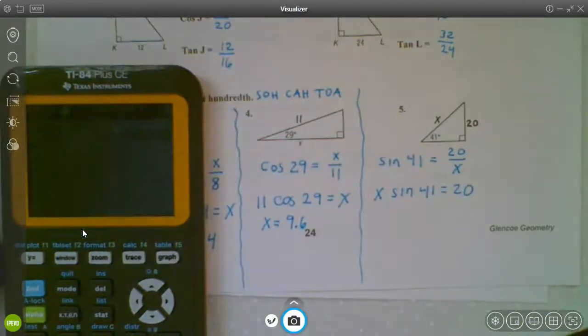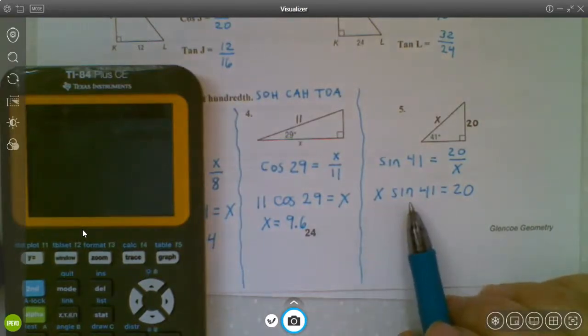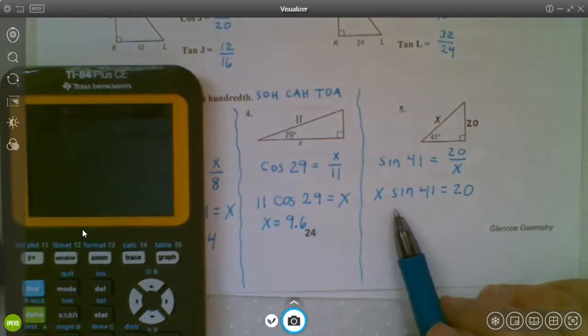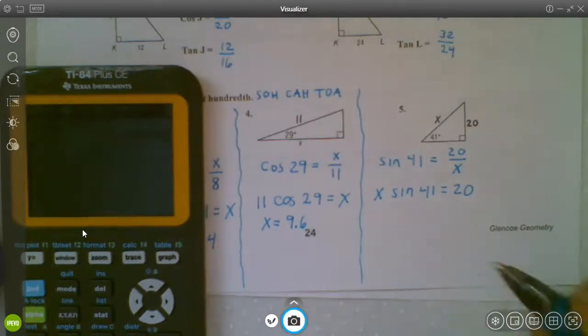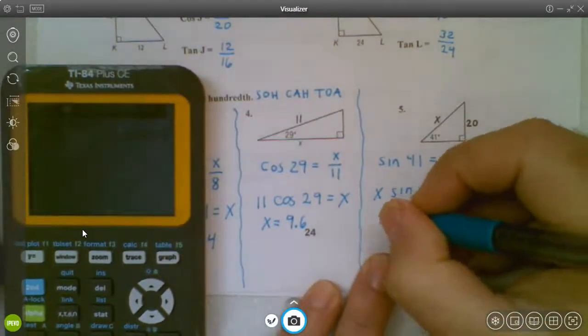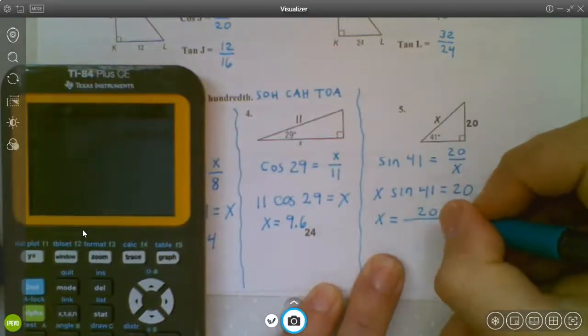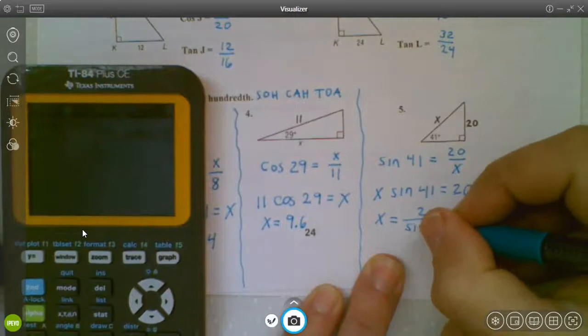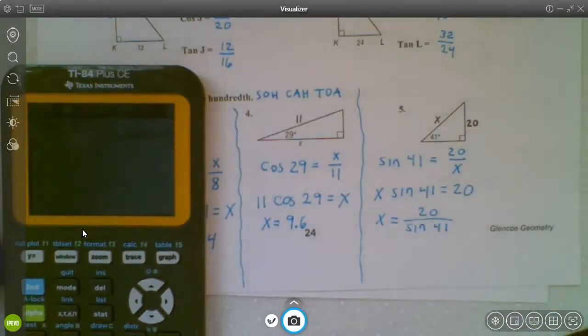So the only issue now is x isn't by itself yet. I have to take one more step, right? So this is right now, this is x times sine 41. So in order to get x by itself, I have to divide both sides by the sine of 41. So if I do that, it's going to look like this. Now x is by itself.